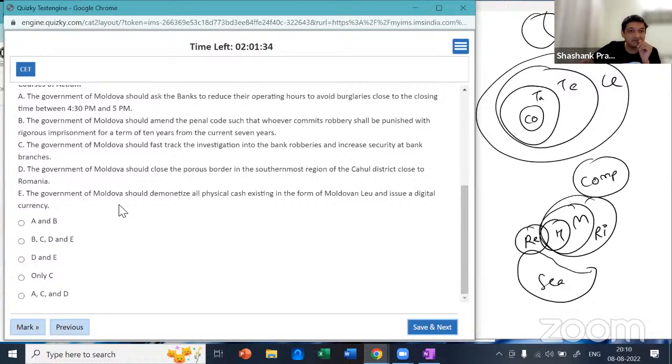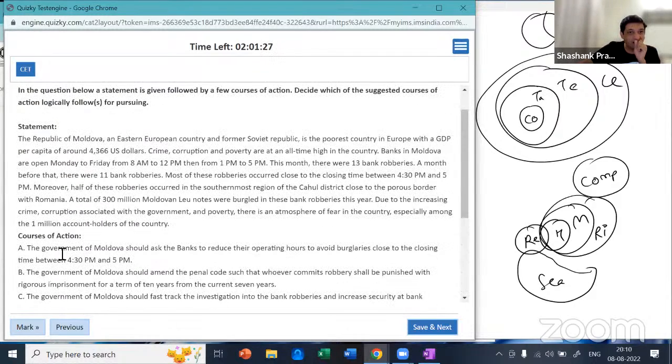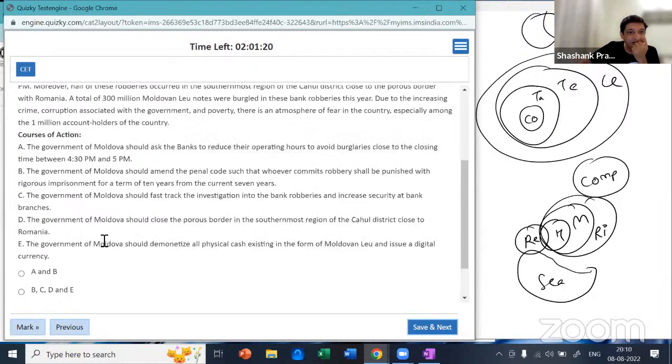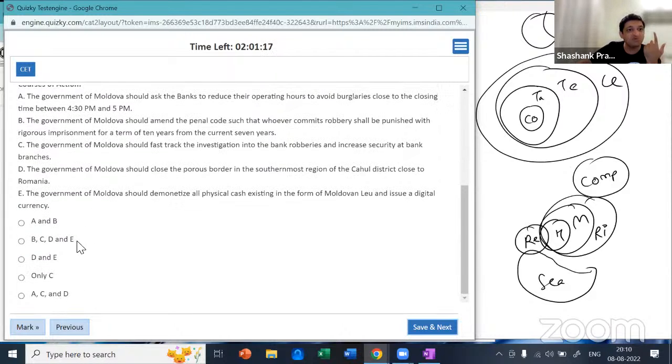Okay. B, C, D, and E. I don't know, somehow this sounds logical, but I don't think this is too risky an option to go ahead with. A and B, 430 to 5, A and B still seems more sensible than demonetizing. D and E, not really. Only C. C is also fine. C is also good. Okay, C is good. So first option is gone. Third option is gone. C, I think, is the best one. B is also good.